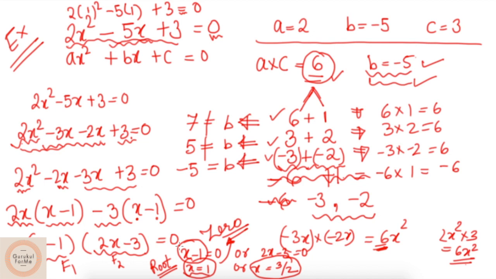We can take one more example if you want. Let us do that. There's one more example from the textbook, which says find the roots of the quadratic equation, which is 6x square minus x minus 2 is equal to 0.